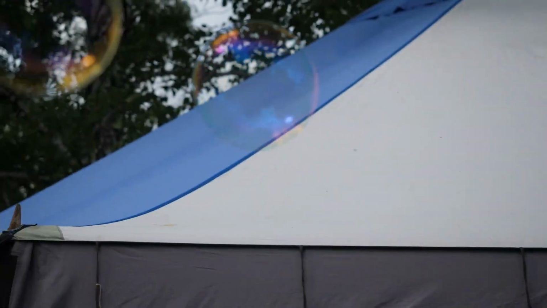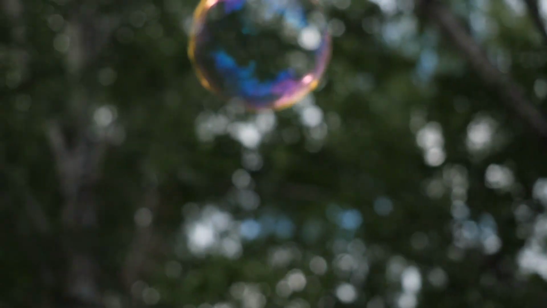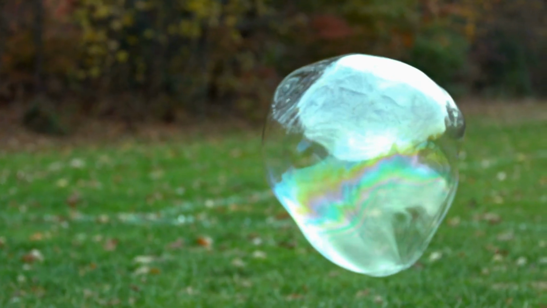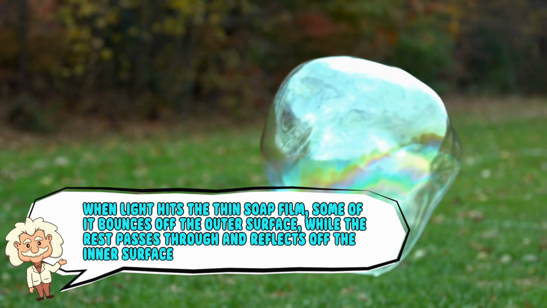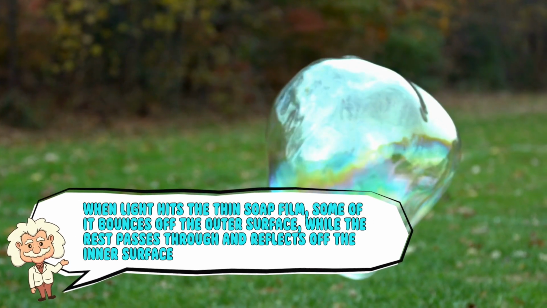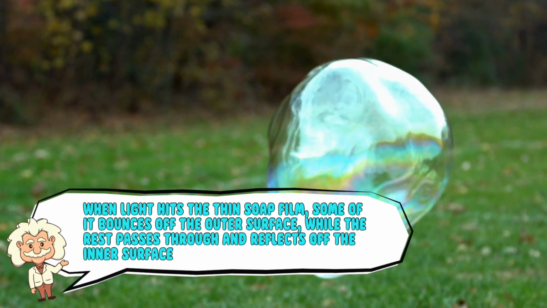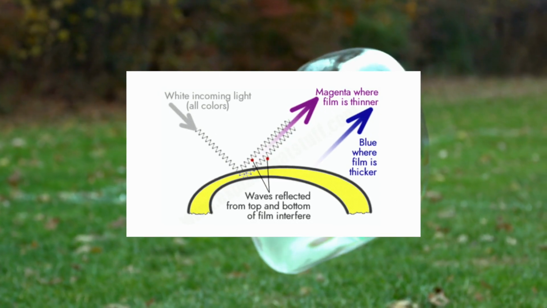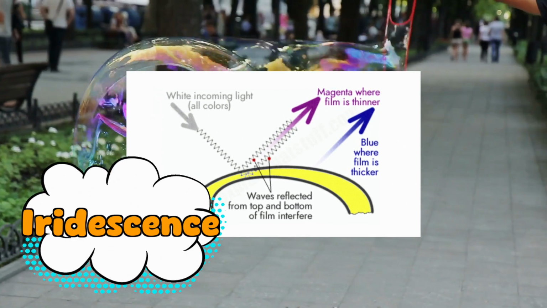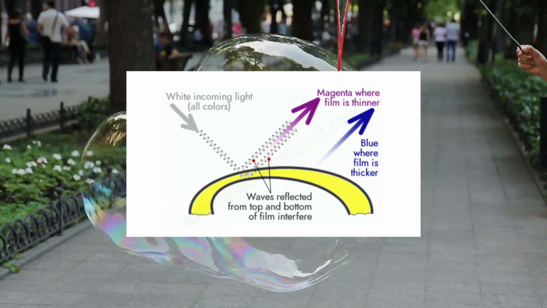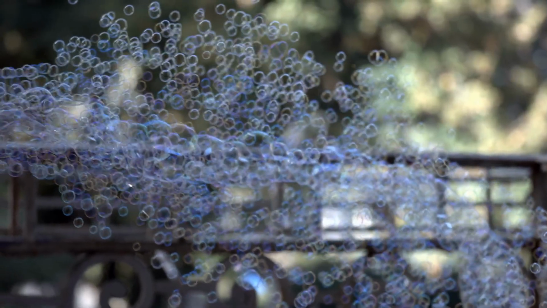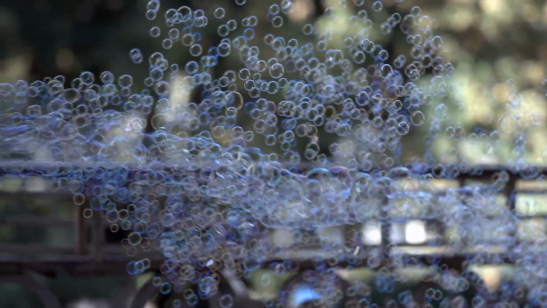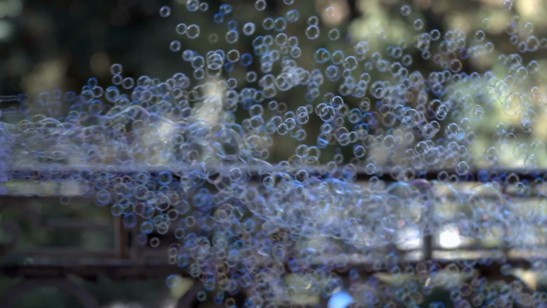Now, let's talk about those mesmerizing rainbow colors. Soap bubbles act like tiny prisms, bending and reflecting light. When light hits the thin soap film, some of it bounces off the outer surface, while the rest passes through and reflects off the inner surface. These reflected rays interfere with each other, creating what's called iridescence. The thickness of the soap film determines which colors appear. So, as the bubble wobbles and stretches, it's basically putting on a light show. Mother Nature's very own laser party.